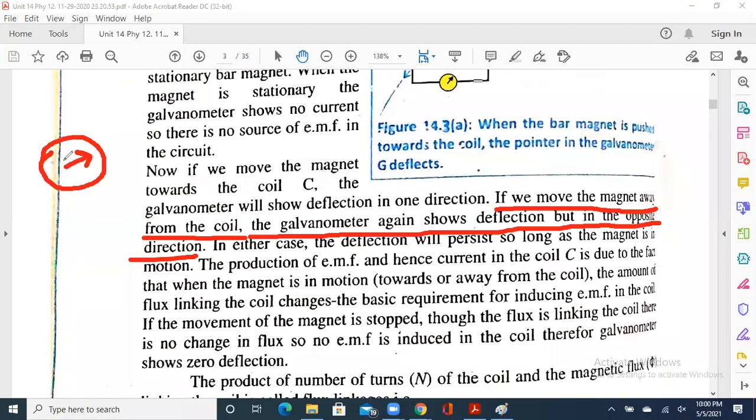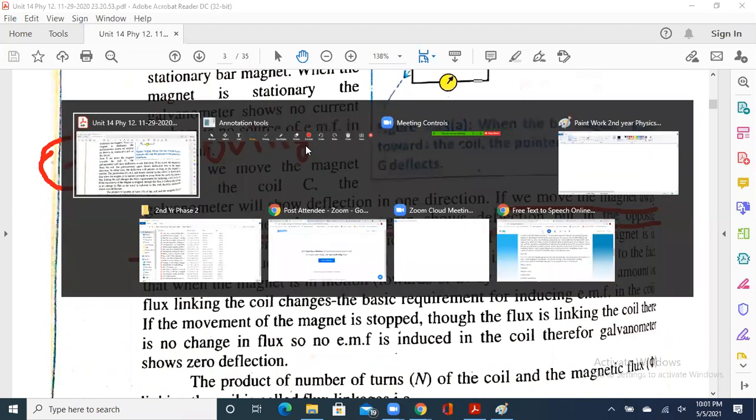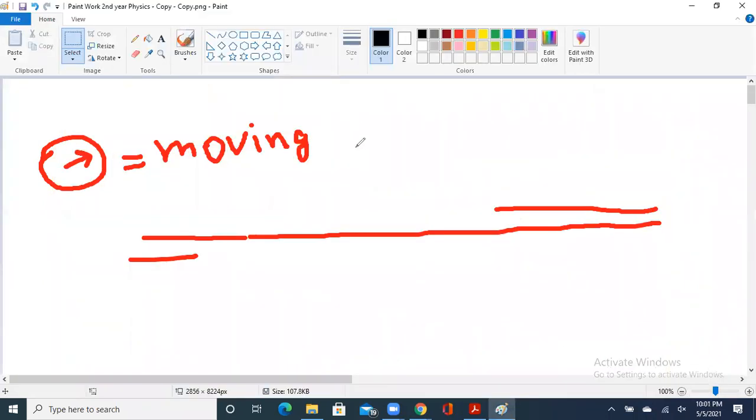But when it is moving towards the galvanometer, G for galvanometer, then this is the direction being shown by the galvanometer. The needle will be showing this.